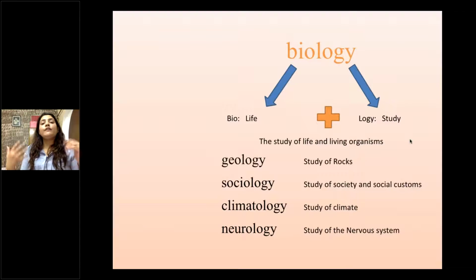Geology is study of rocks. Study of society, sociology. Study of climate, climatology. Study of nervous system, neurology. And all the people who study them, I'm going to suffix ist. All right. So I hope it's clear to you all. So I'll go to the next slide.